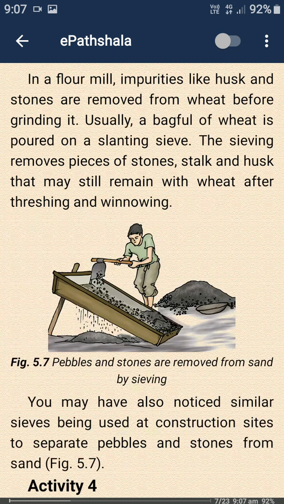the sieve. In a flour mill, impurities like husk and stones are removed from wheat before grinding it. Usually a bag full of wheat is poured on a slanting sieve. The sieving removes pieces of stone, stalk and husk that may still remain with wheat after threshing and winnowing. You may also notice similar sieving is being used at construction sites to separate pebbles and stones from sand.